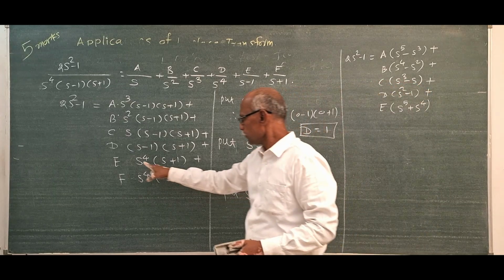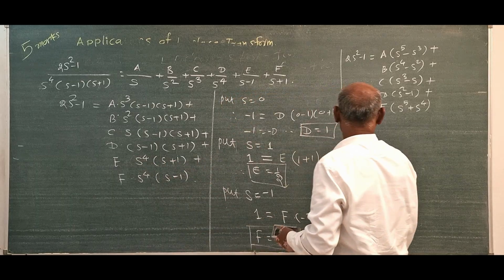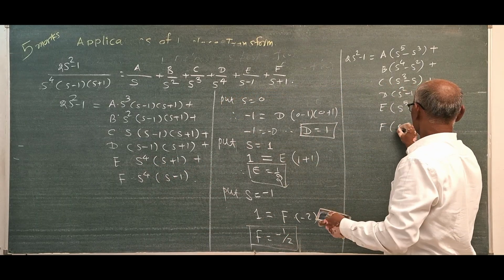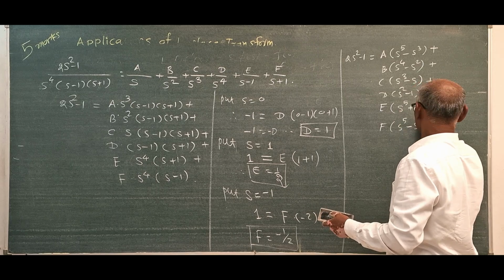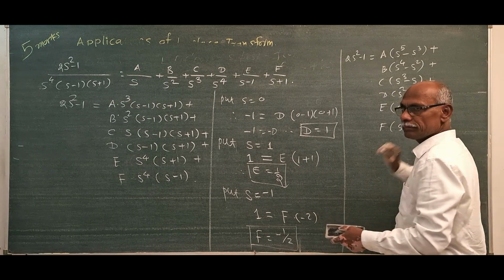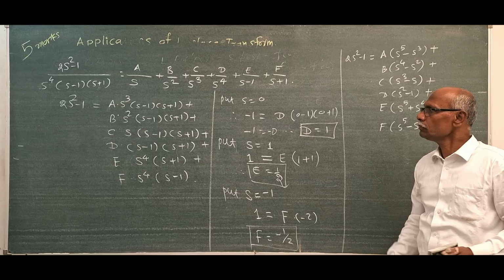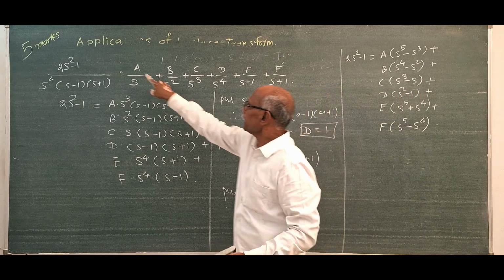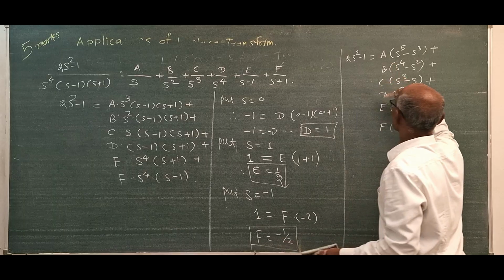How? If you multiply inside the bracket, you are getting plus here last s raised to 5 minus s raised to 4. What we have to do? We have to calculate the remaining. D, E, F we are getting, but A, B, C we have to find out. So this is the method.